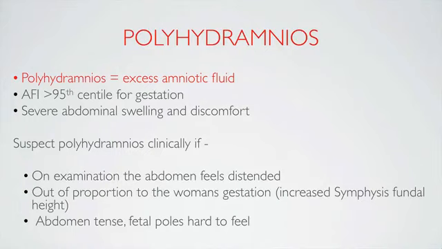Polyhydramnios is excess amniotic fluid, so above the 95th centile for gestation, so way above average. And you would suspect this clinically in a lady who's got severe abdominal swelling. They feel uncomfortable. The abdominal size is out of proportion to the woman's gestation. So her tummy is a lot bigger than you would expect for her stage of pregnancy. The abdomen is tense and it's hard to feel the baby inside the tummy.